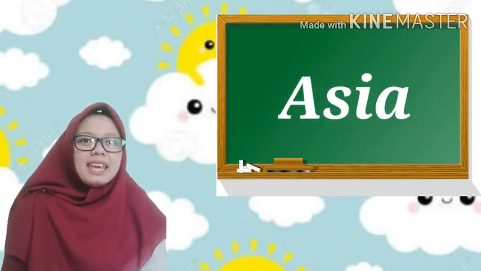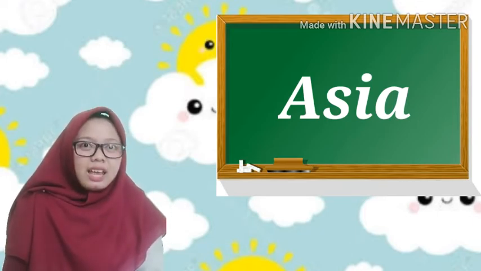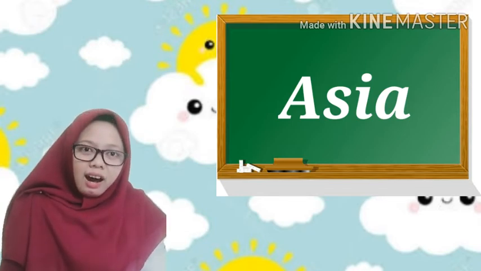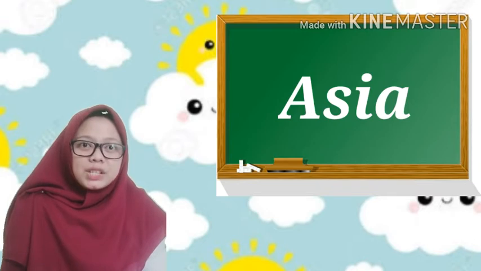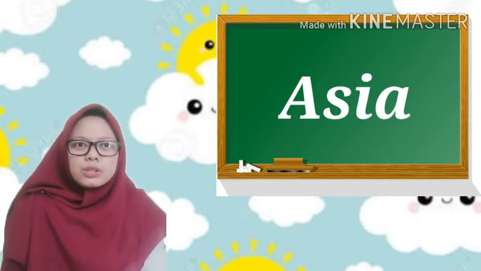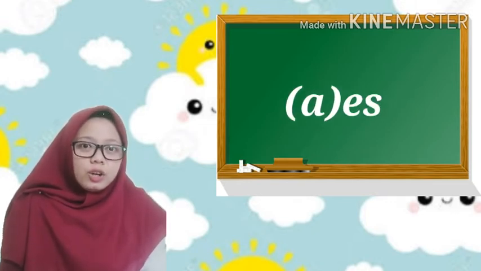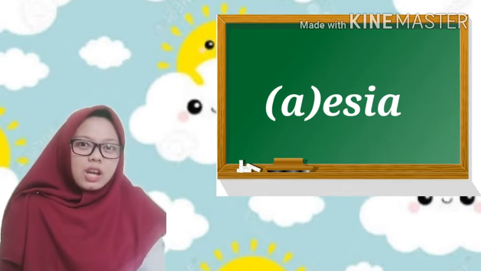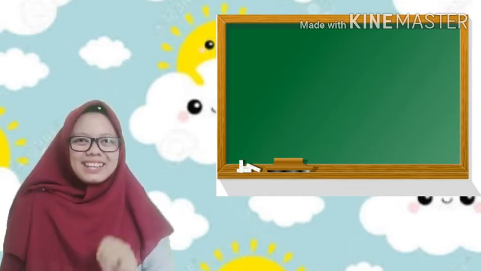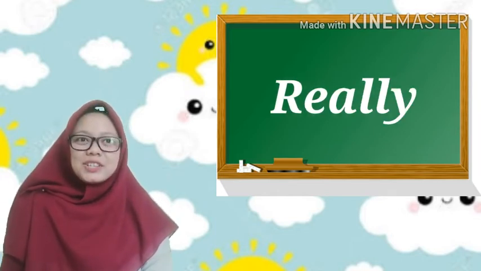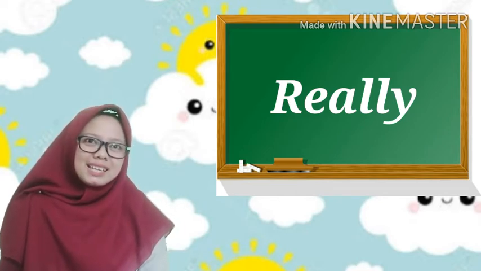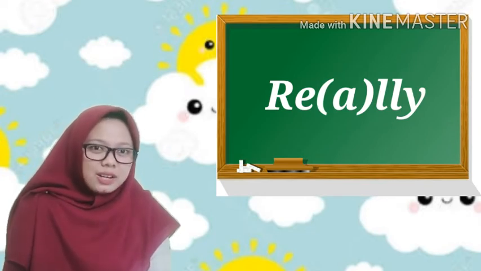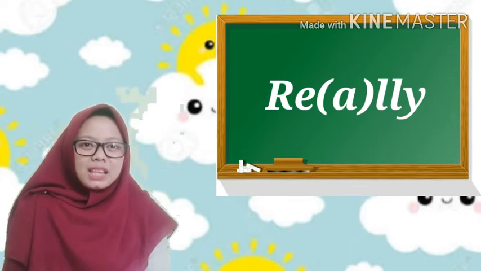Easier. The A is easy. The problem is the S, I, A. Lots of English learners want to turn S, I, A into J, which is two syllables. It's just one syllable. So we say easier, not easier. Same for Russia, Malaysia, Indonesia. Not Russian, not Indonesian or Malaysia. Really. The correct pronunciation is really, starting with ra and ending with wa. So we can say really, not really, or really, but really.